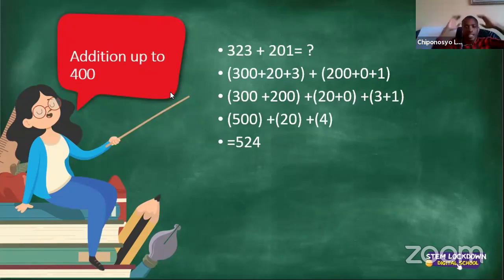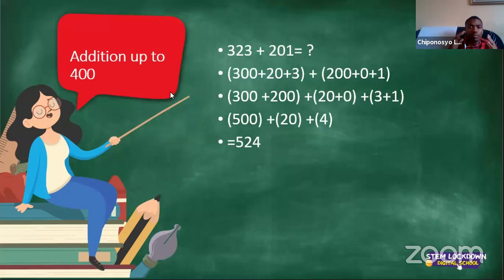So the hundreds were the 300 and the 200. So we said it's 300 plus 200. Then we went to the next step. We're adding the tens together, which is 20 plus 0. Then we're adding the units together, which was 3 plus 1. I hope we're together. And then after that, we add those things alone according to place value.